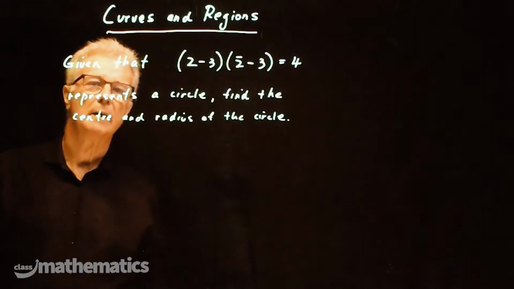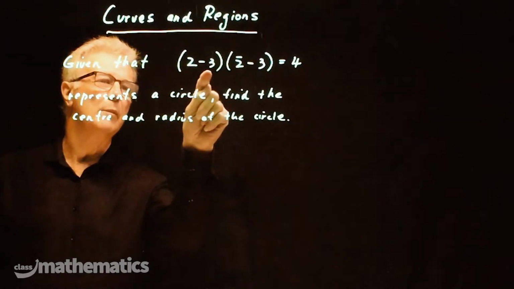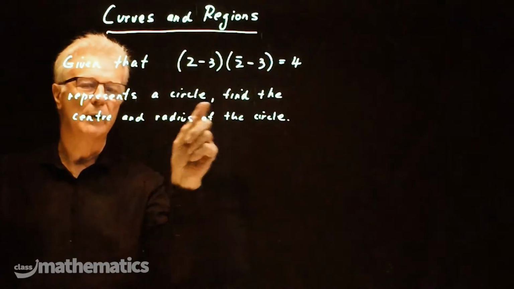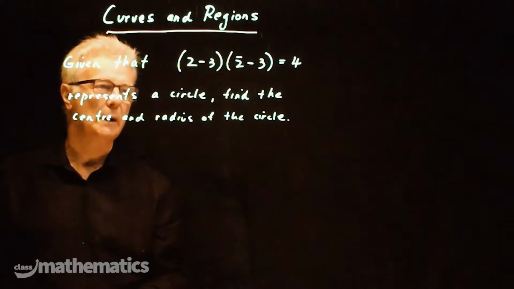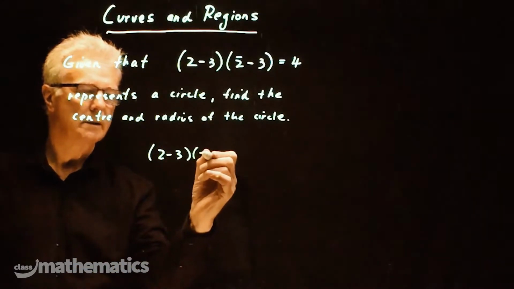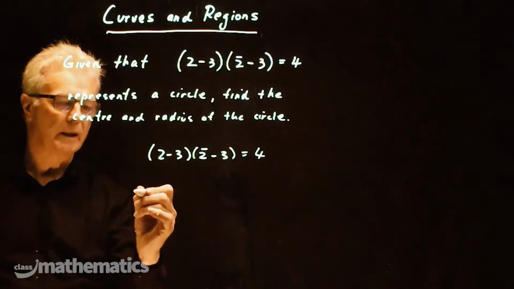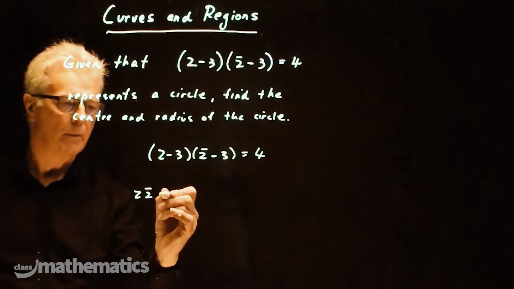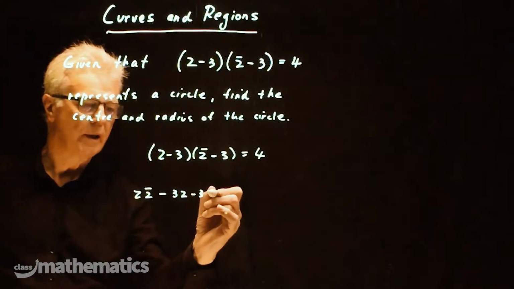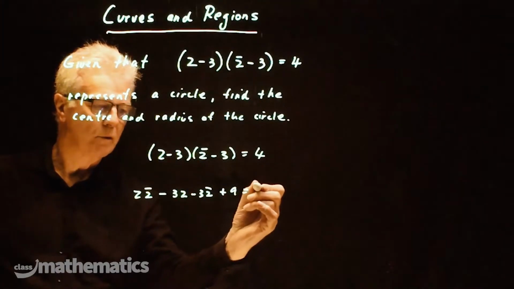Curves and regions. In the first example, we'll look at a curve. Given that (z minus 3)(z conjugate minus 3) equals 4 represents a circle, find the centre and the radius of the circle. I'll just write this out again. (z minus 3)(z conjugate minus 3) equals 4. And removing the brackets, we get z z conjugate minus 3z minus 3z conjugate plus 9 equals 4.